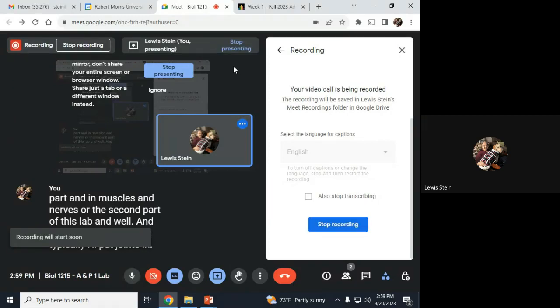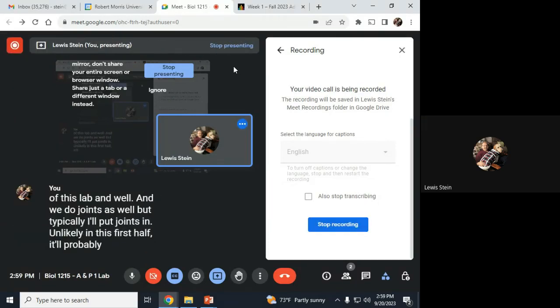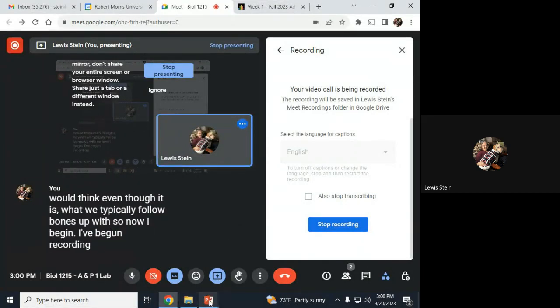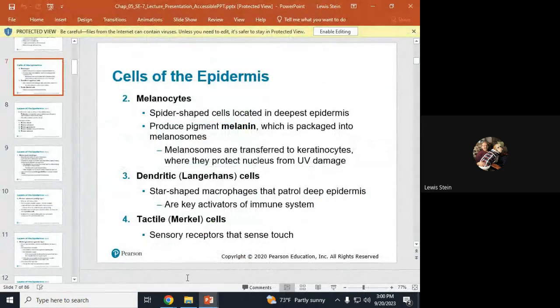Unlikely in this first half, but it'll probably come in the second half, I would think, even though it's what we typically follow bones up with. So now I've begun recording, and I did not get the opportunity. We had left it here, and I don't want to spend an inordinately long amount of time on skin.